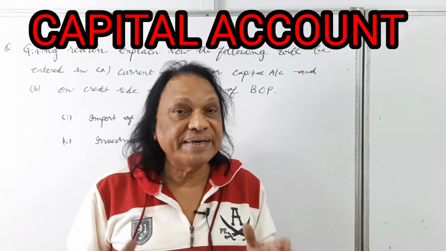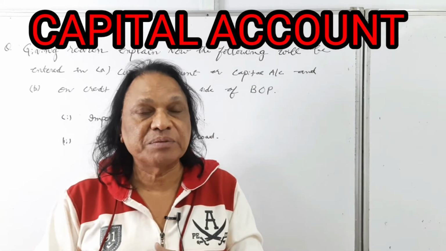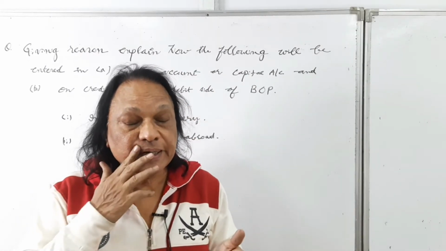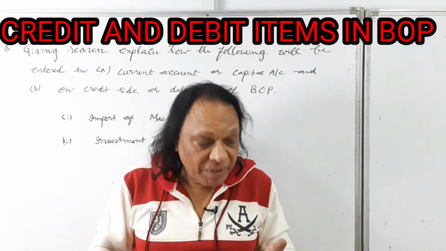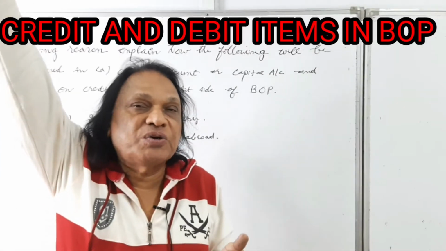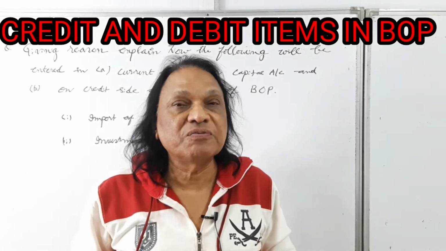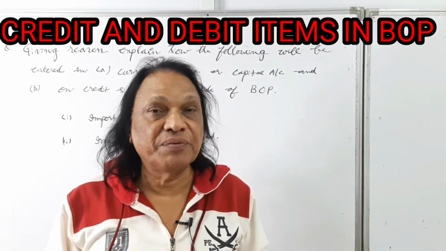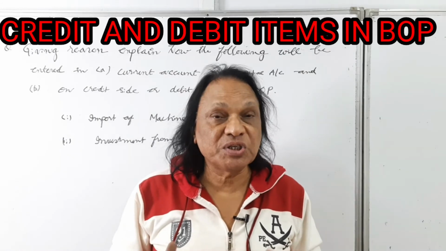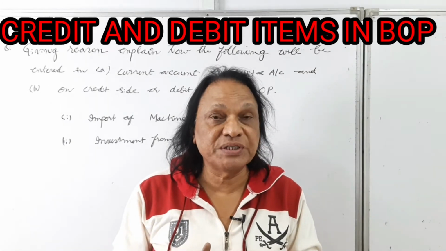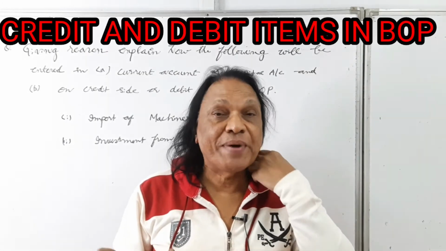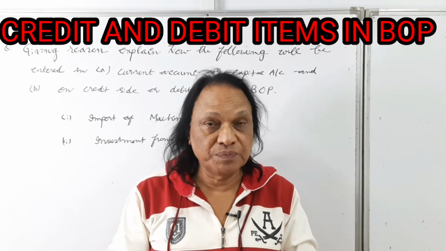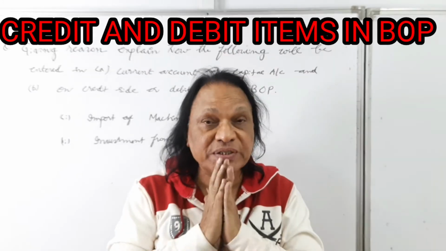Not only this, let's discuss credit and debit items while calculating BOP. What is a credit and what is a debit item? In BOP accounts, students know very well, but for the sake of the layman, that is the other students, maybe economics is a common subject for science students, common subject for humanities, they may not have an idea about credit and debit items, from BOP point of view.